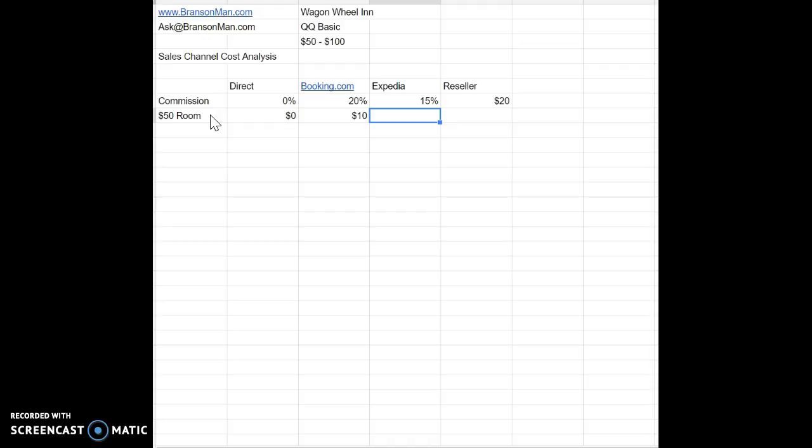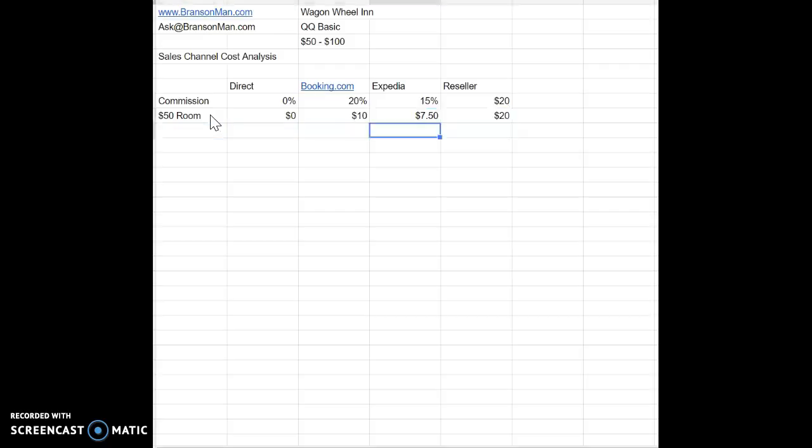Expedia is going to be 15%. Let's see, half of 15 is $7.50. So we got to pay them $7.50. I like that. $2.50 left, but it's close. And then our local reseller is $20. So we see that this reseller is actually twice as much as Booking, and I'm going to say about 3 times as much as Expedia.